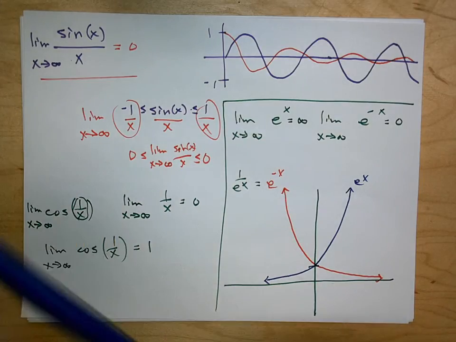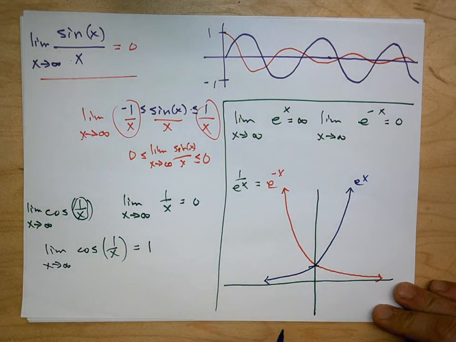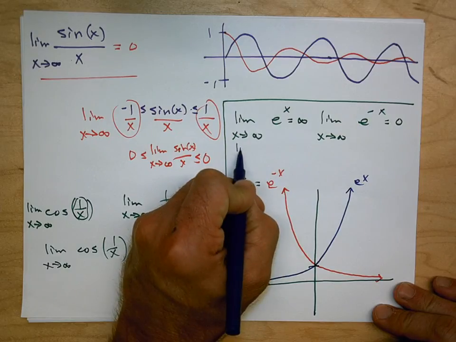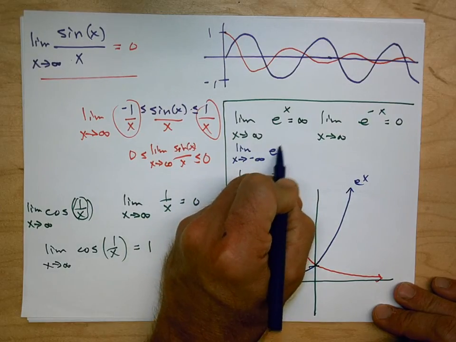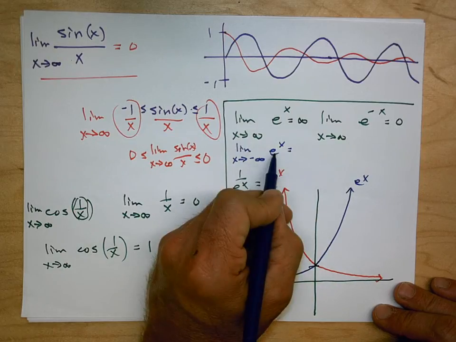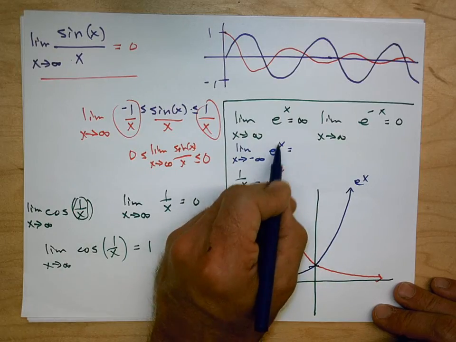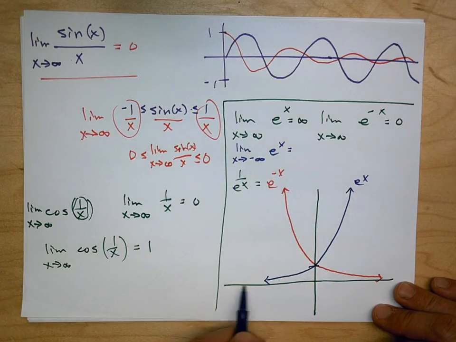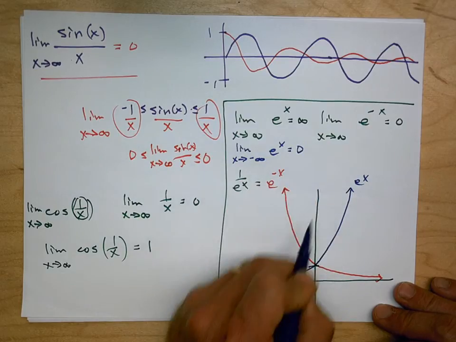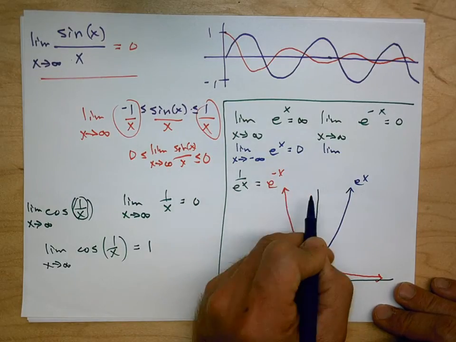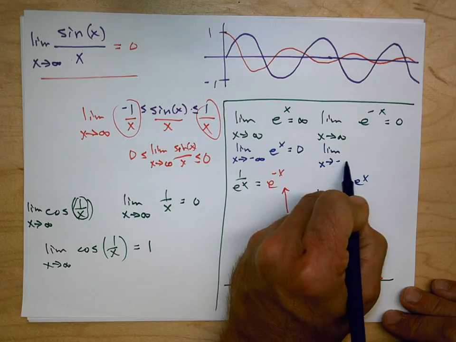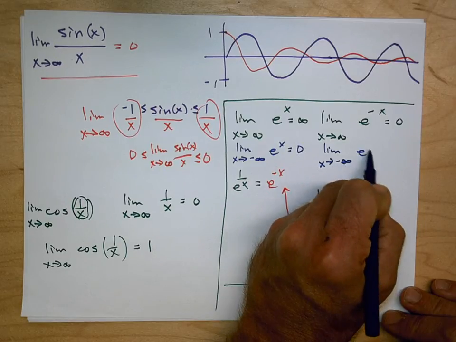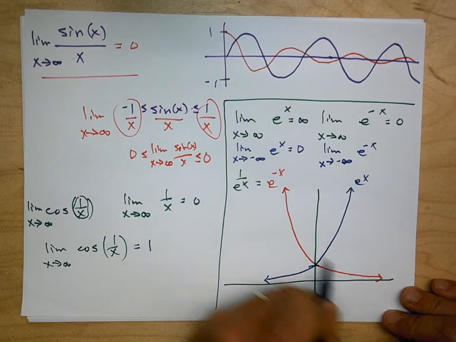Then what about negative infinity? If we go the other direction, then the limit as x goes to negative infinity of e to the x, all right, well, I'm putting in negative values for x, so this is going to shrink very quickly to 0, whereas over here, if we go to the left, x goes to negative infinity of e to the negative x, this is going to grow very quickly.